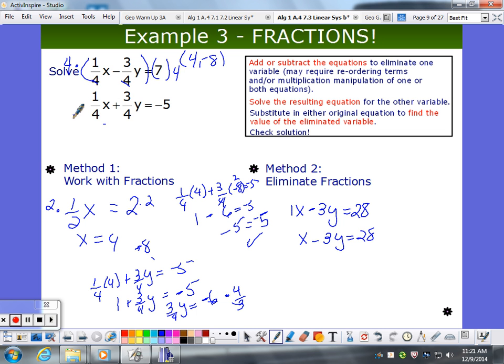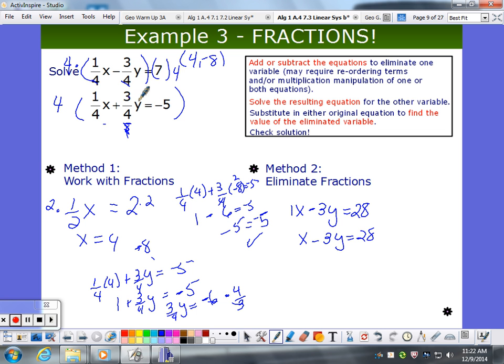So what about this one? What if they're not the same denominator? What if this was an 8? What would you multiply by? You could multiply by 16, but I want the smallest number that'll work. So I would multiply by 8. But luckily they're all the same.